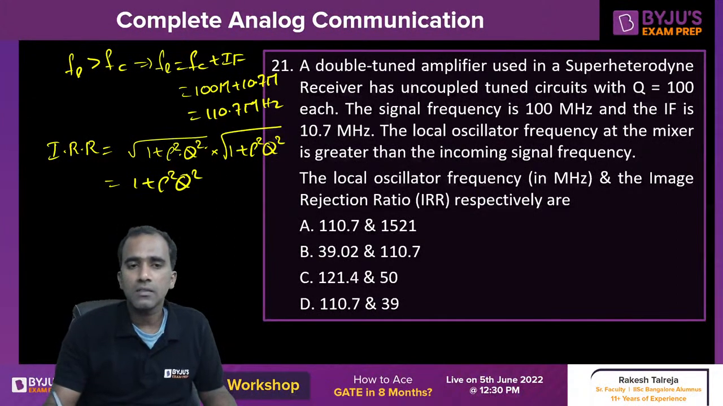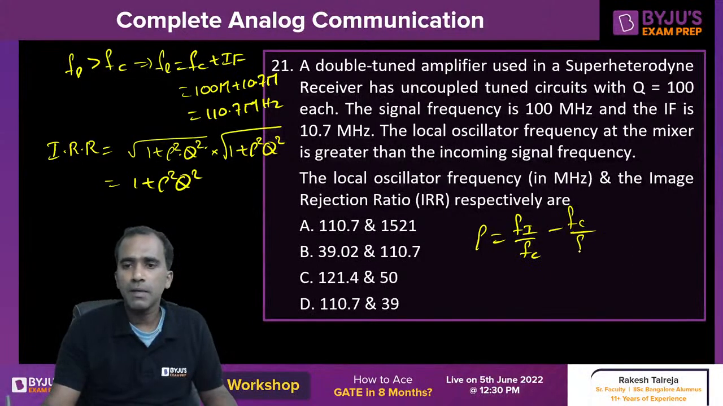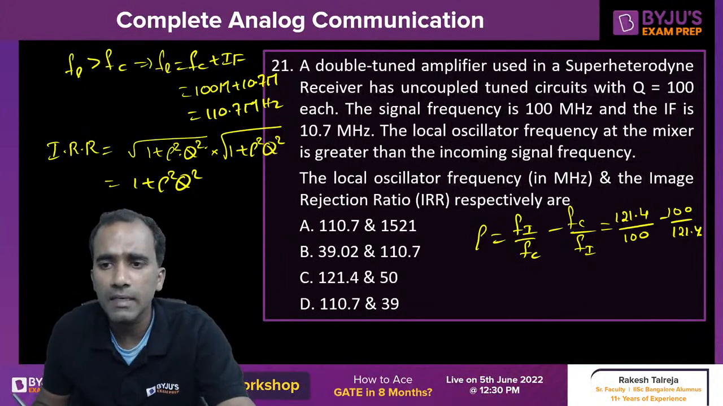Okay, 1 plus rho square into q square is the answer that we have to find. Q is given as 100, so rho we have to find. What is rho? Rho is given by image frequency divided by tuned frequency minus tuned frequency divided by image frequency. Image frequency we found in the previous question itself. It is 121.4 divided by signal frequency 100, minus 100 divided by 121.4. Can you calculate it and tell me the rho value?